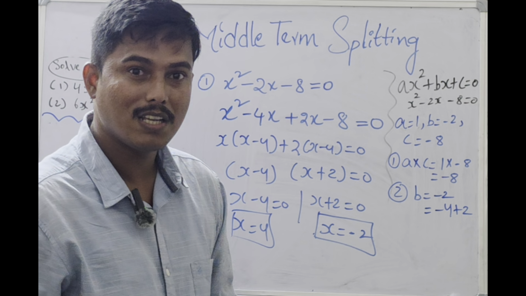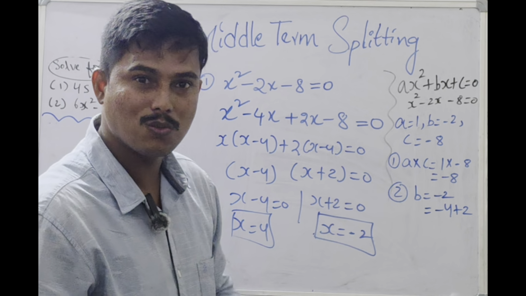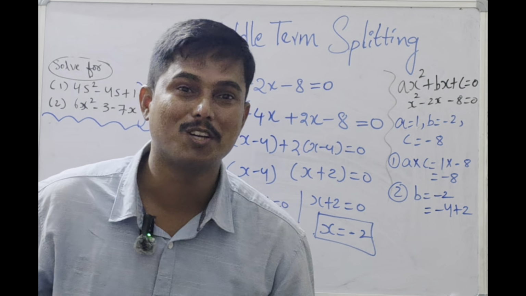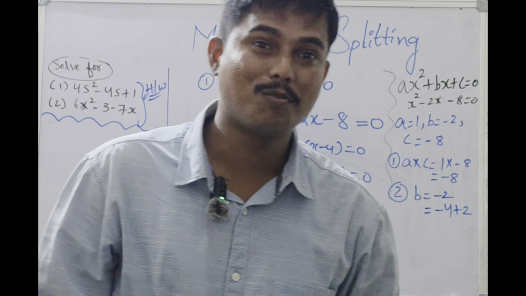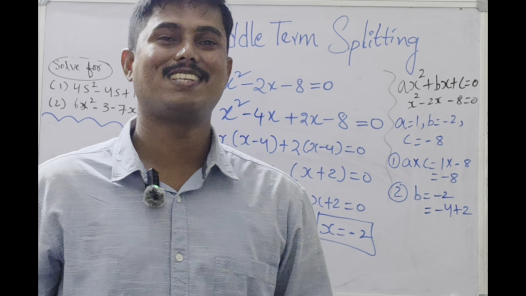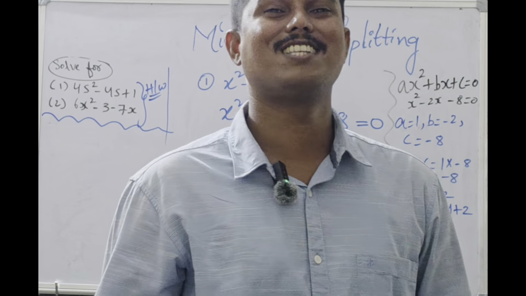What is a, sir? A is 1. What is c, sir? Just now we did constant term, c is minus 8. So what is 1 into minus 8? Minus 8. The first step is very clear. A into c. The second step is very simple as well. What is the second step, sir? Second step is b, sir.